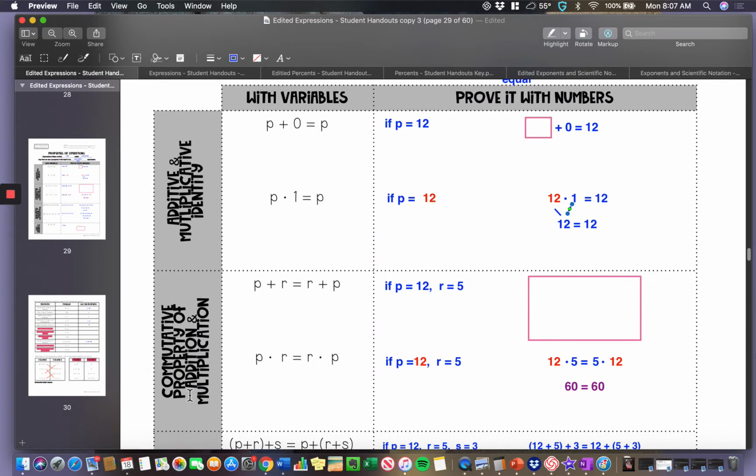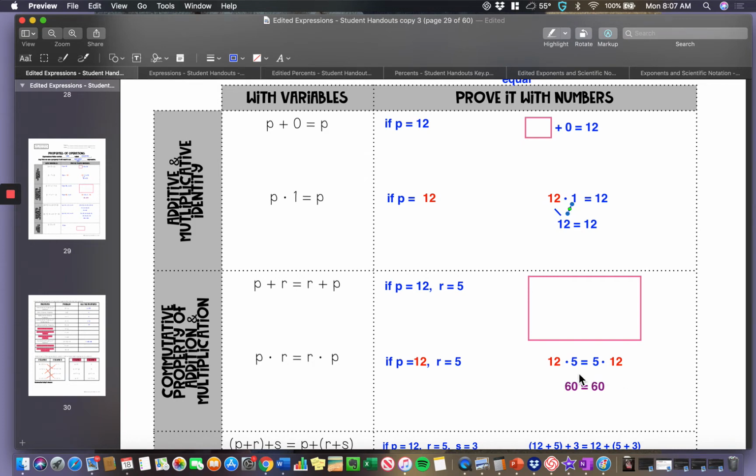Moving down, we have the commutative property of addition and multiplication. For example, these are going to be variables. Again, these can be any numbers that we want, or sometimes they are assigned. So in this case, I've assigned p equals 12 and r equals 5 for both examples. The example here on the left, p plus r equals r plus p. No matter what, both sides will equal the same number. And the same applies to multiplication. An example I did down here for you, if p equals 12 and r equals 5, we have 12 times 5 is the same as saying 5 times 12.